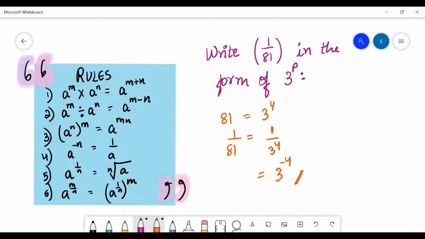Because when you switch sides, when you go from denominator to numerator or numerator to denominator, the powers will change signs. So earlier it was 3 power 4 in the denominator. Now it's going to be 3 power minus 4 if you take it to the numerator.